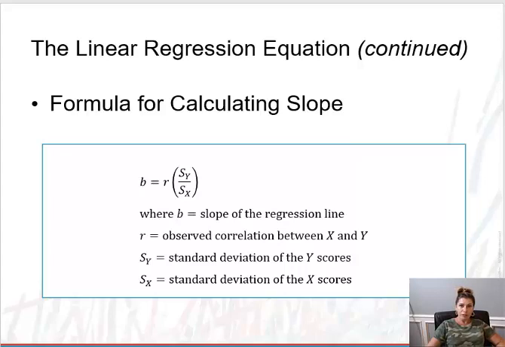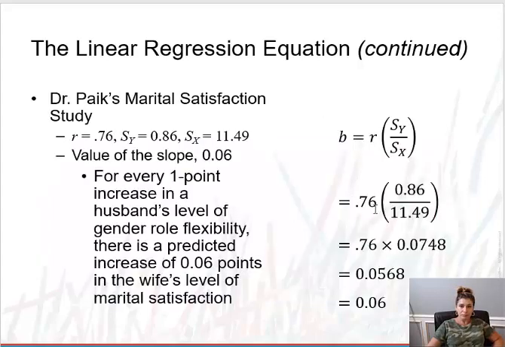So if we go to our marital satisfaction study, our correlation coefficient was 0.76, the standard deviation for y was 0.86, standard deviation for x was 11.49. We plug that into the formula, and we find that the slope is 0.06. What that means is that for every one change in x, there was a 0.06 change in y for this particular study.